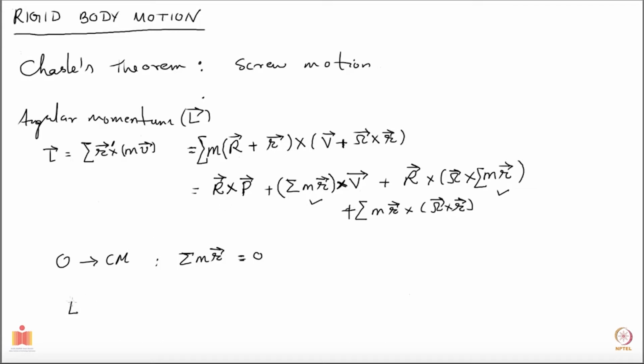So let me write it down. With this choice, you have angular momentum as R cross P, which you recognize as the angular momentum of the center of mass, because R is the location of the center of mass and P is the momentum of the center of mass, with the total mass concentrated there. Plus you have the piece m r cross omega cross r.